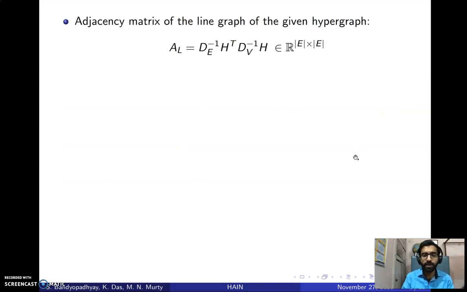So this slide gives the fundamental working principle of HAIN. To start it, we assume to form the line graph explicitly, but at the end we'll see how to avoid the exact formulation. So given the incidence matrix H, the degree matrix D_V, and the edge degree matrix D_E, the adjacency matrix of the line graph can be obtained using this equation. So the adjacency matrix of the line graph is clearly of dimension |E| times |E|.